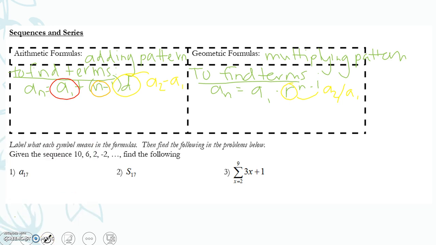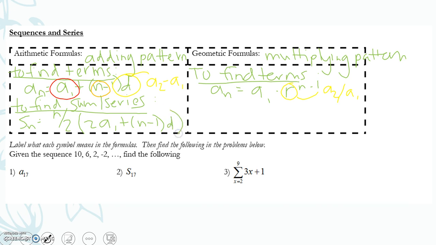So the other formulas to find a sum, or they may use the word series, you use the S formula. So N divided by 2, same. N is the number of term. 2A1, first term, plus the number of term minus 1, and then the difference. There is going to be that other formula where it's N divided by 2 times A1 plus AN, but that is the formula I suggest you do not use.